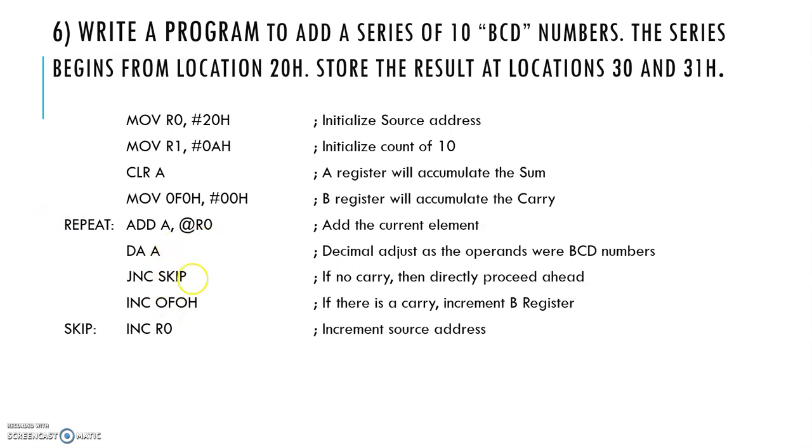So if there is no carry, you can increment the R0 register. So R0 register holds the first location. So when you increment the R0 register, it points to the next location. So increment the source address so that it points to the next location. And we use the DJNZ R1 comma repeat.